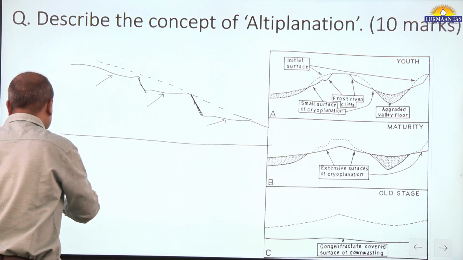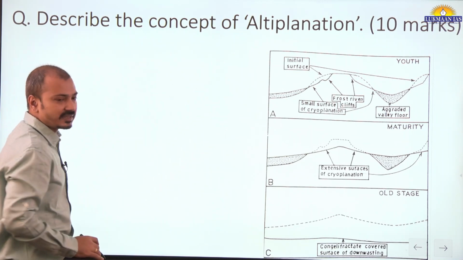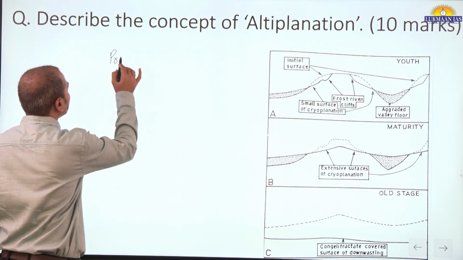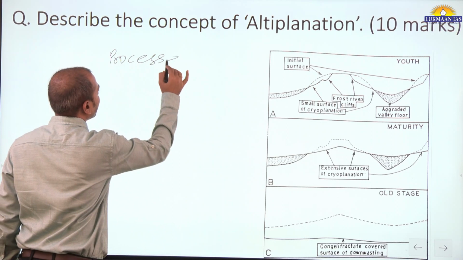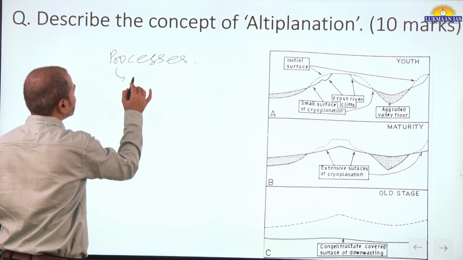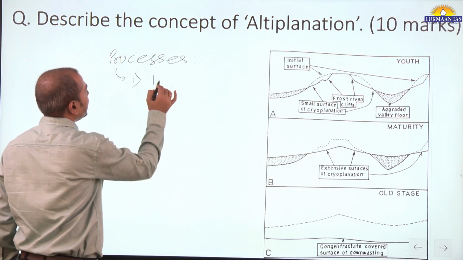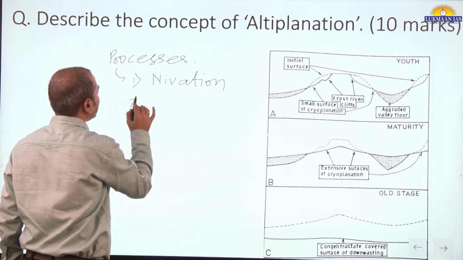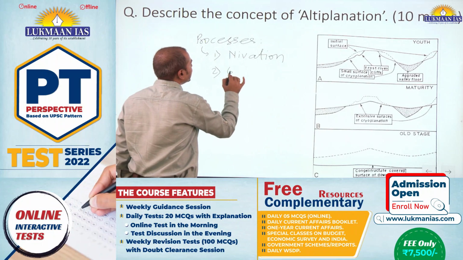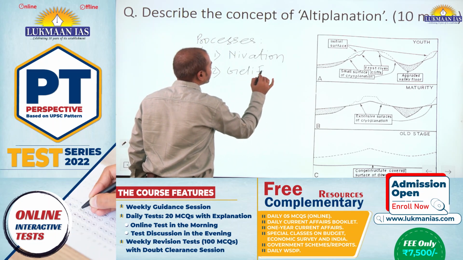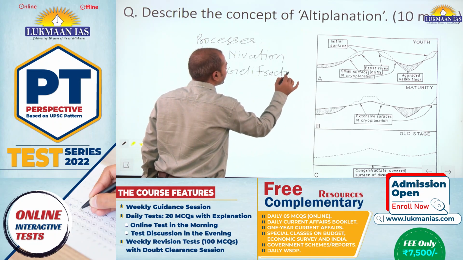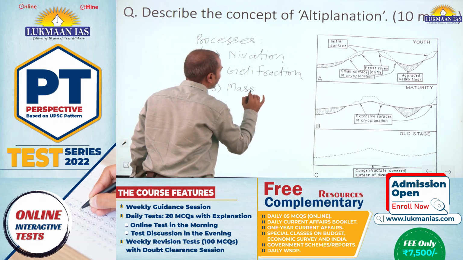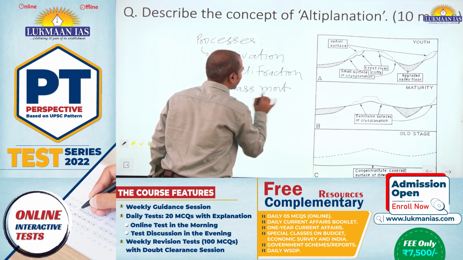Now what are the processes involved in the formation of these altiplanation terraces? The important processes are three: one, nivation. I will explain these terms. Then gelifraction, and the third one, mass movement.